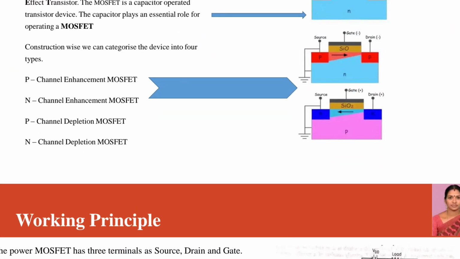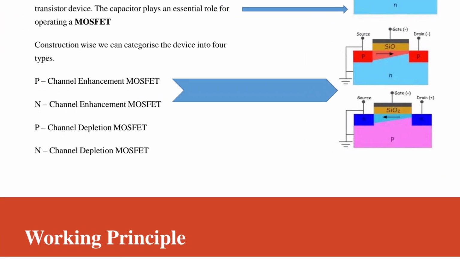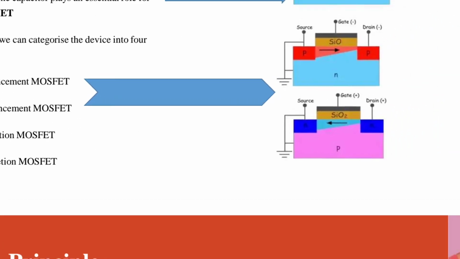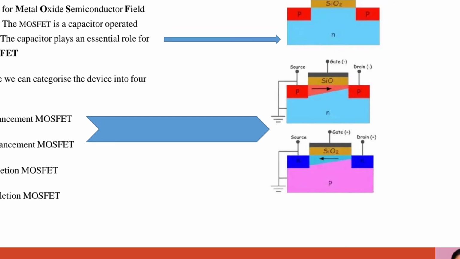Here we have four types of MOSFET based on the construction: P channel enhancement MOSFET, N channel enhancement MOSFET, P channel depletion MOSFET, and N channel depletion MOSFET. Based on the gate voltage, the voltage applied on the gate, it is categorized as enhancement and depletion MOSFET.